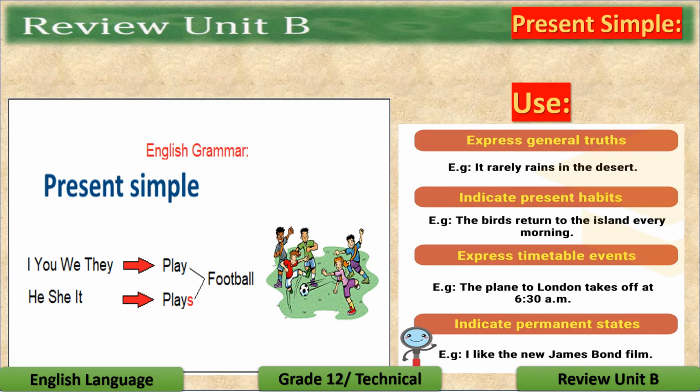We use the present simple in the following cases. Number 1, express general truths, like the example, it rarely rains in the desert. Use number 2, indicate present habits, like the example, the birds return to the island every morning. Use number 3, express timetable events. Example, the plane to London takes off at 6:30 a.m. And use number 4, indicate permanent states, like in the example, I like the new James Bond film.